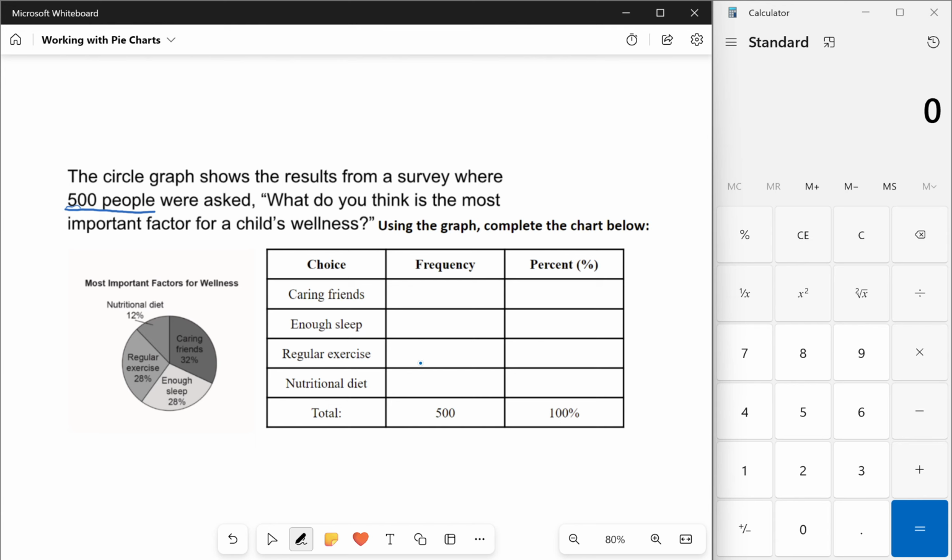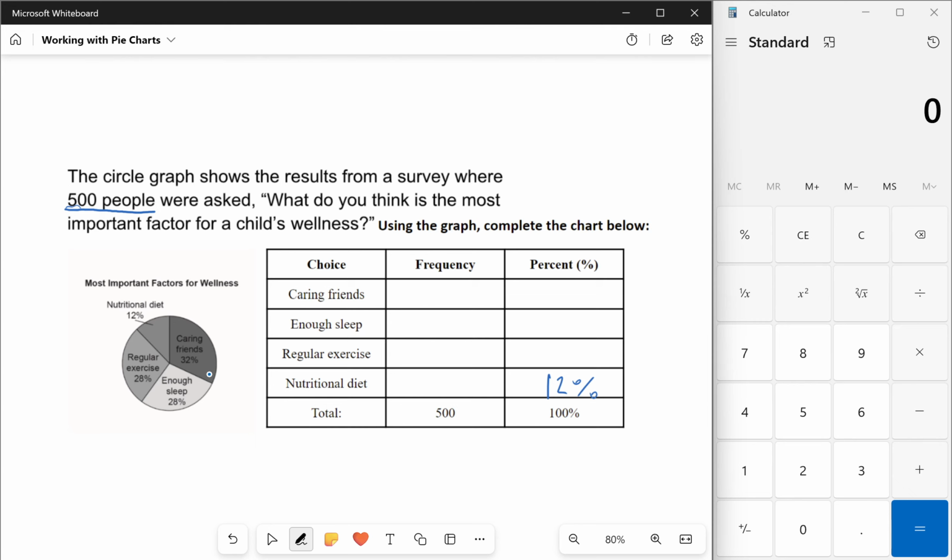So let's start breaking it down. The goal is where we can end up with these filled in. We want to know how many people chose nutritional diet, how many people chose regular exercise, et cetera. In order to get that, we're going to have to fill in our percentage column first. We have this data because we've got the pie chart right here. We see that 12% chose nutritional diet. So in the percent column, in the row for nutritional diet, I'm just going to write 12%. The data is right there for me. I'm really just copying it over.